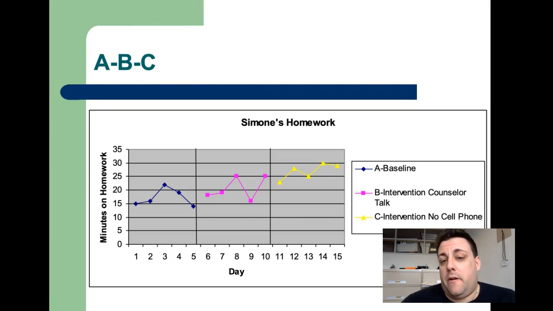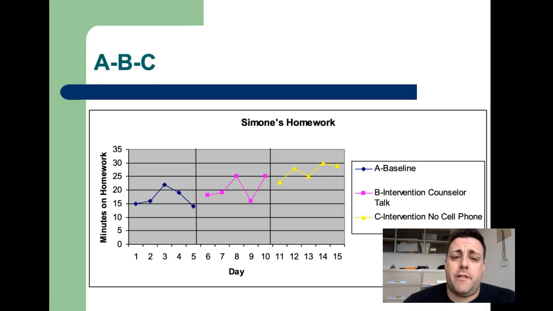The most time spent on her homework is more than likely in the C phase, which is the no cell phone portion of the intervention. What I've attempted to graph here is an A, then B, then C, which is to say when the C phase starts, the B phase intervention is discontinued. So in this hypothetical example, the access to a counselor stops when the removal of the cell phone starts.